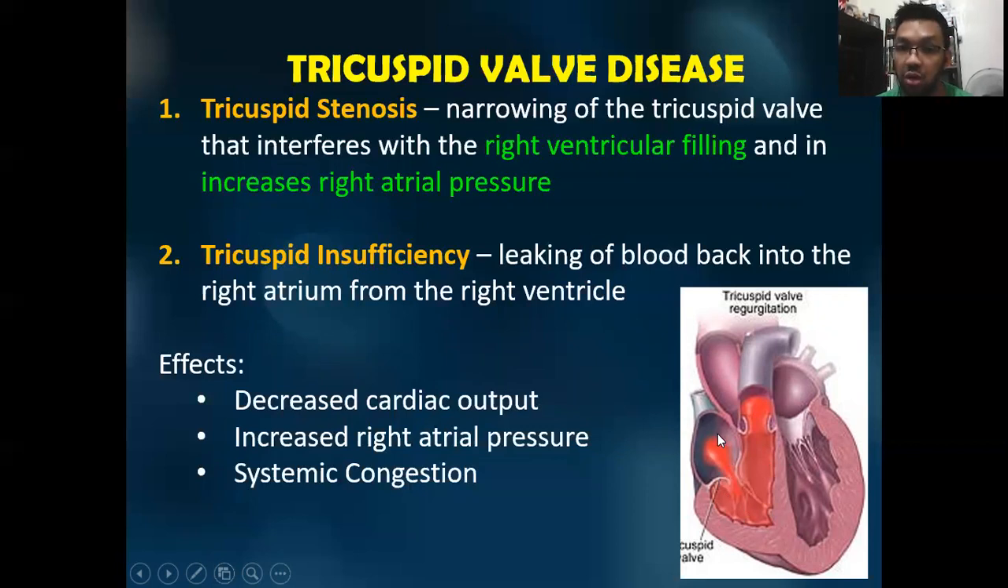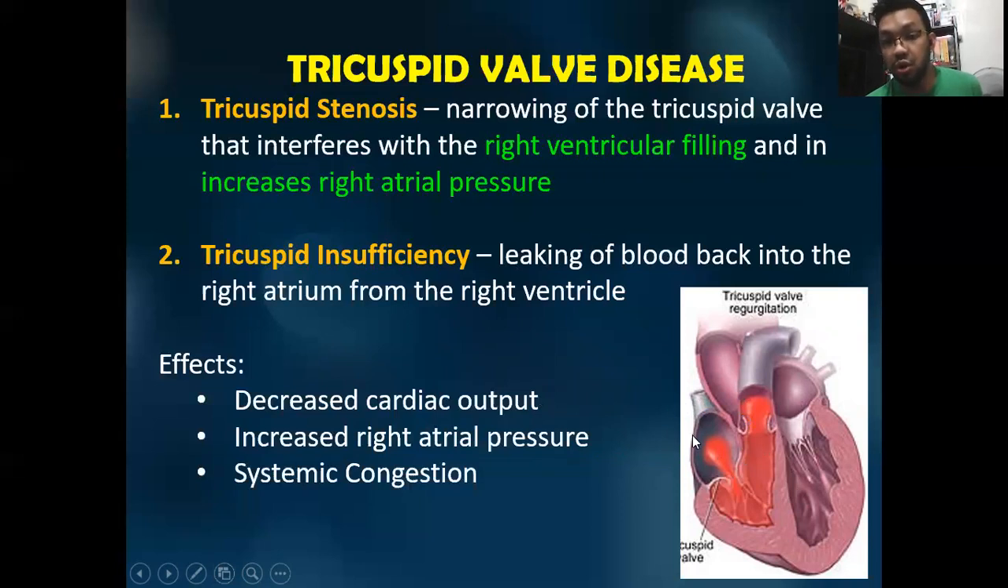in the right atrium. If there's also tricuspid stenosis, there's also tricuspid insufficiency. So there will be leaking of blood back into the right atrium because of this not closing properly. The tricuspid valve is not closing properly here. So effects of both of these diseases would be decreased cardiac output, and there will be a lesser amount of blood going into the lungs. Remember, this is the right side of the heart.